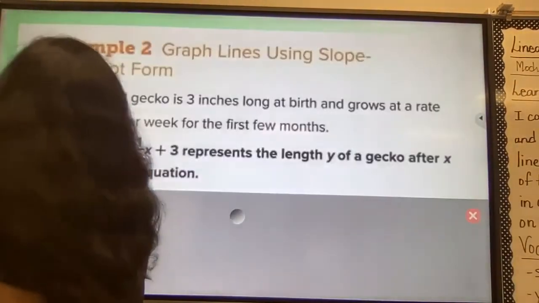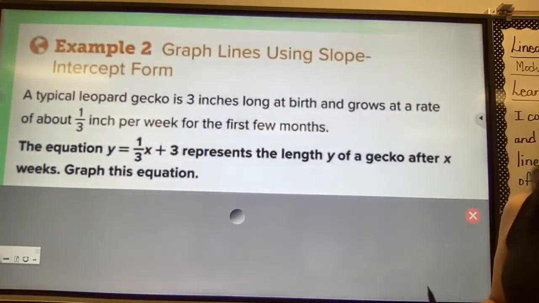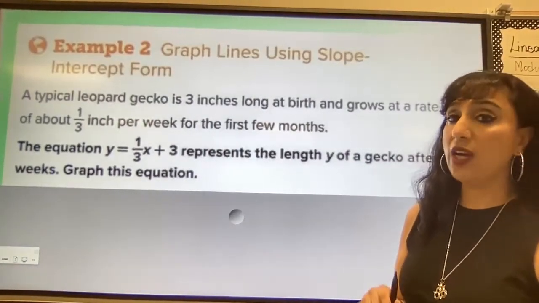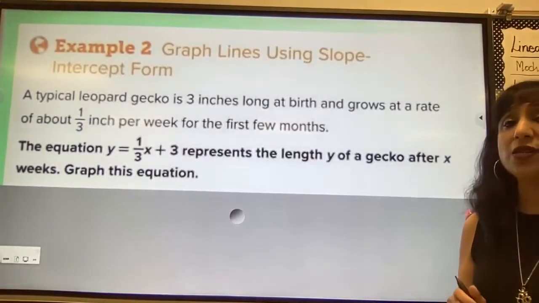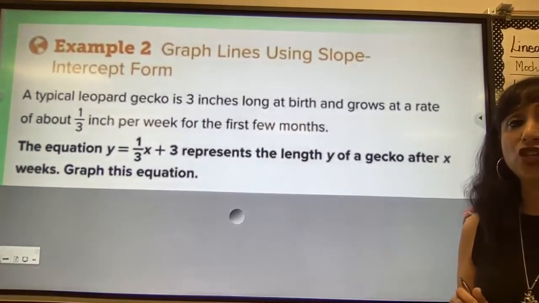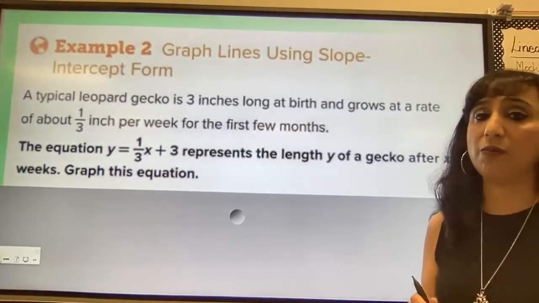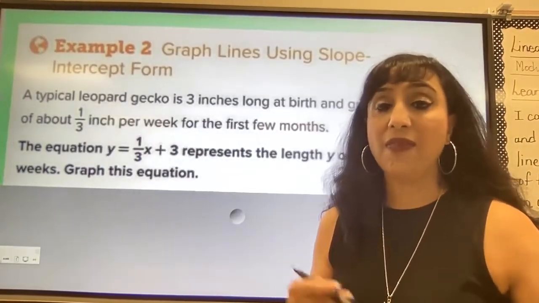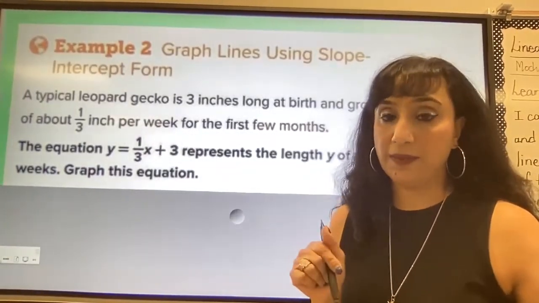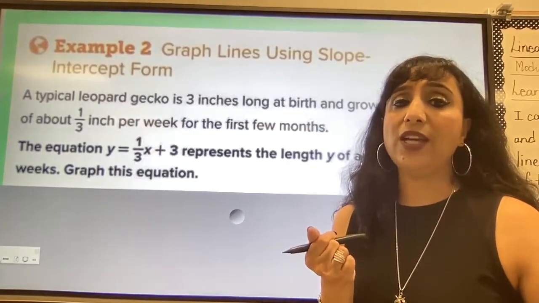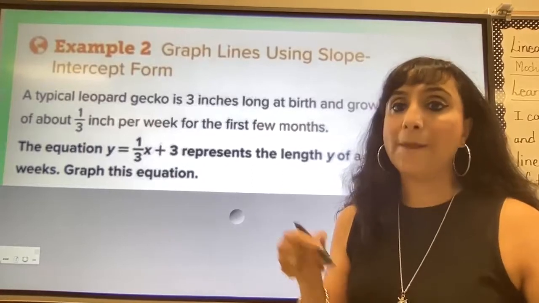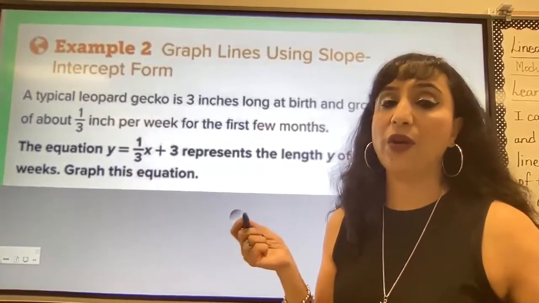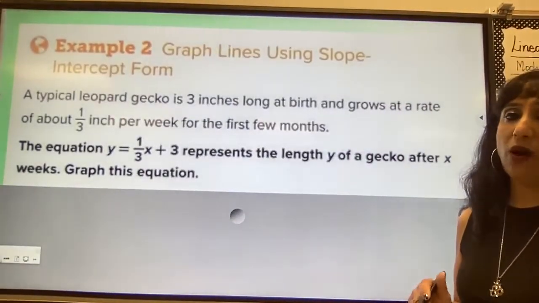And let's look at this question. All right, so a typical leopard gecko is 3 inches long at birth and grows at a rate of about 1/3 inch per week for the first few months. So, since it is 3 inches long at birth, that is going to be your y-intercept. Okay, and 1/3 inch per week, so 1/3 x plus 3. So y is equal to 1/3 x plus 3 is the equation that you are going to write to represent the length of a gecko after x weeks.